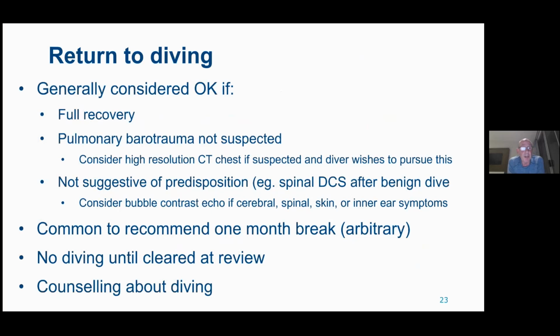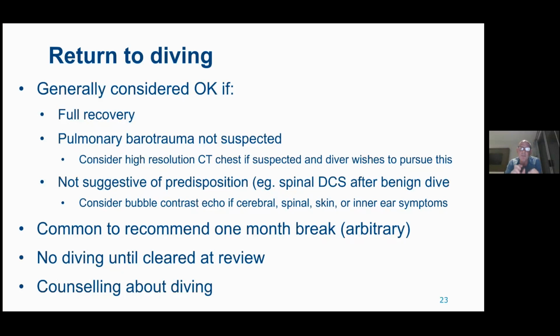In terms of return to diving, it's something that divers will always ask. We often say it's okay if they fully recover, if we don't think pulmonary barotrauma was involved. Now, if it was, or we think it might have been, then we'll sometimes do a high-resolution CT chest to see whether there are any predisposing lesions. And if there's not, then maybe the diver can return to diving, and also if there's no suggestion of a predisposition from the history. So, for example, that they get very serious decompression sickness after a relatively benign dive.